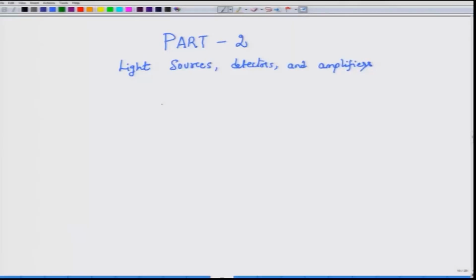In addition to sources and detectors, you also need what is called an amplifier. Now, there is a straightforward way of amplification. Suppose I actually consider an optical fiber link. Okay. So, this is an optical fiber.